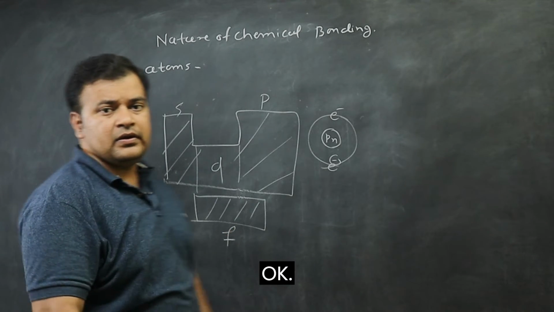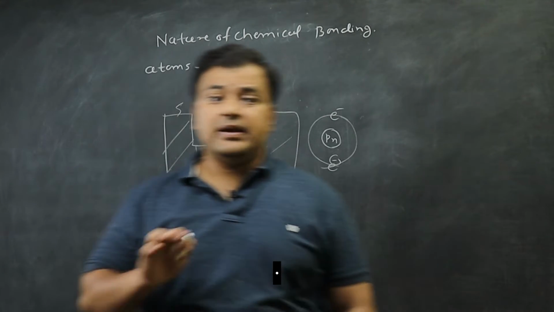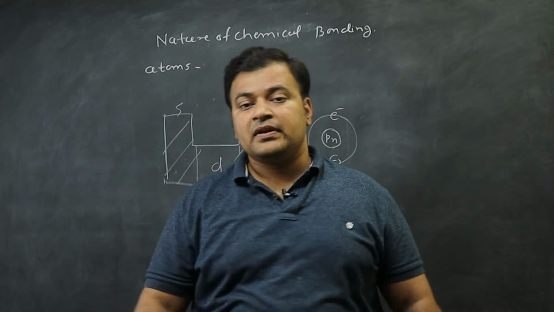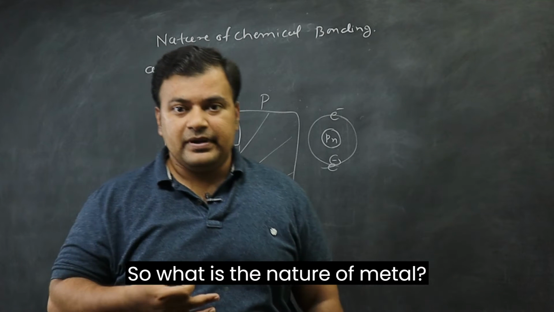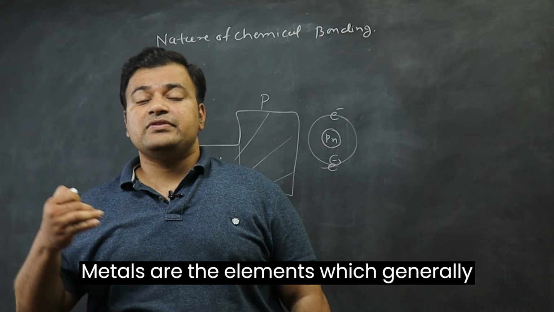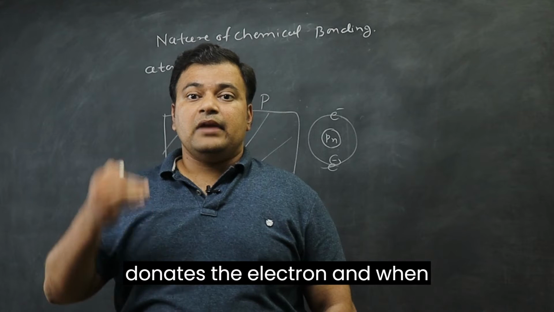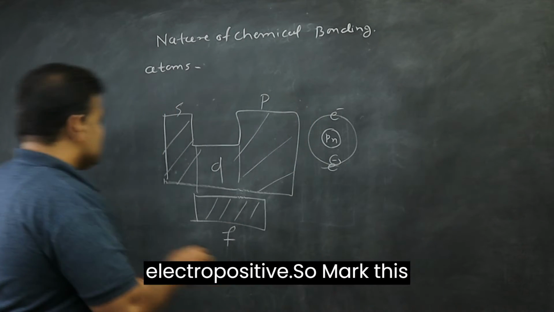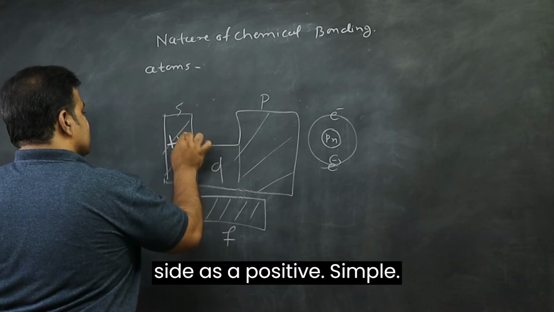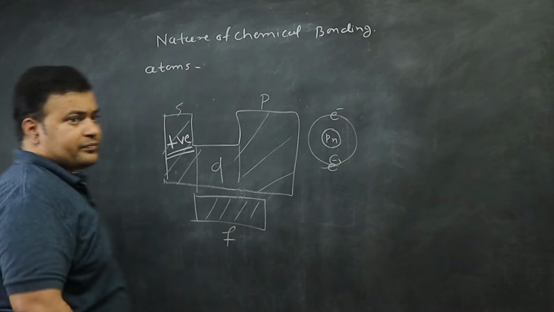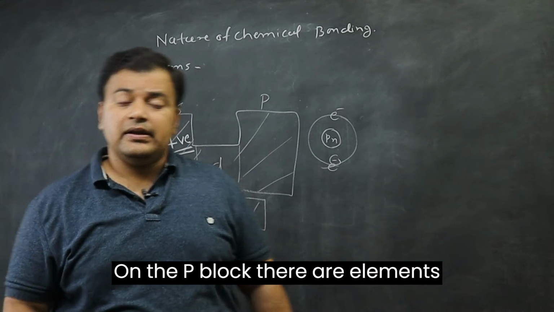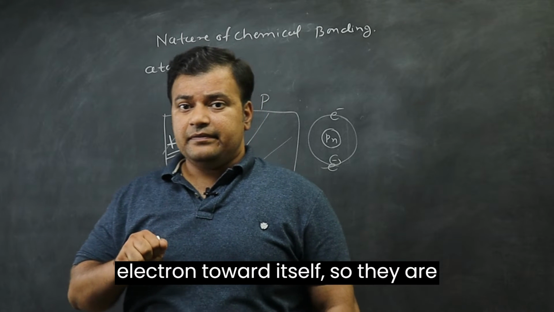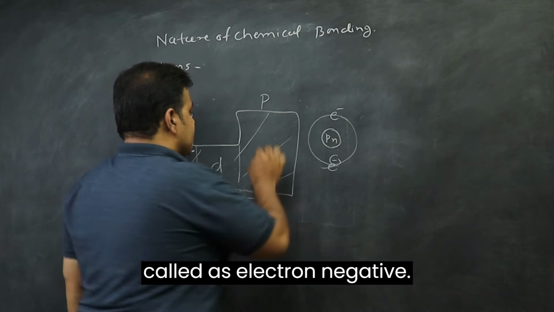Okay. So S block contains metals, and very strong metals are present at the S block. So what is the nature of metal? Metals are the elements which generally donate the electron, and anything which donates the electron is electropositive. So mark this side as positive, simple. On the P block there are elements which have a tendency to attract the electron toward itself, so they are called electronegative.